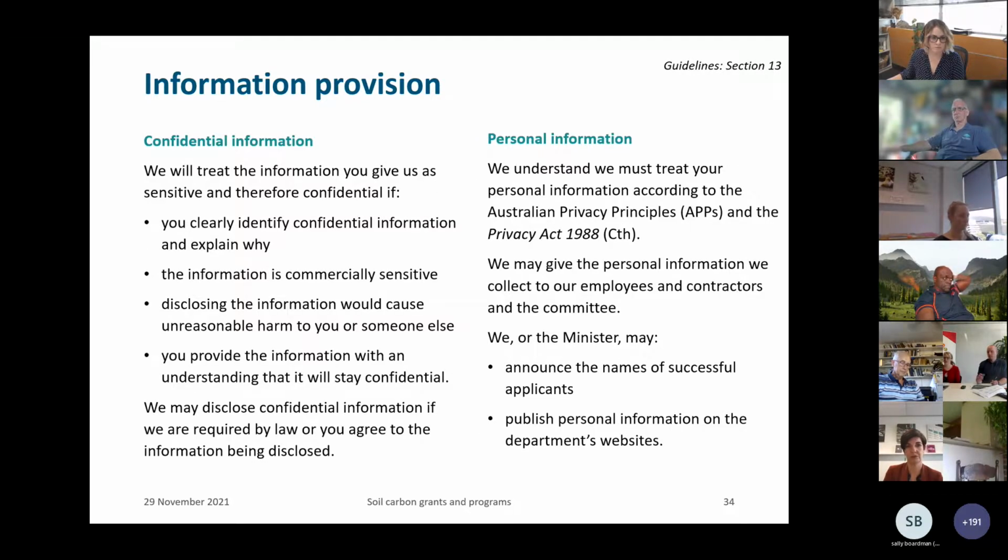In terms of confidential information, please identify which information is confidential and why in your application. However, it should be noted, we may need to disclose this information if required by law or if you agree to it being disclosed. In terms of personal information, we understand we will be receiving personal information and we will treat it in accordance with the Australian Privacy Principles and the Privacy Act of 1988.